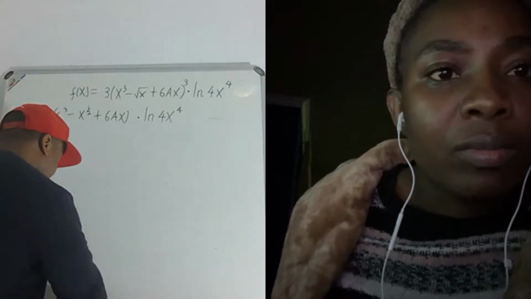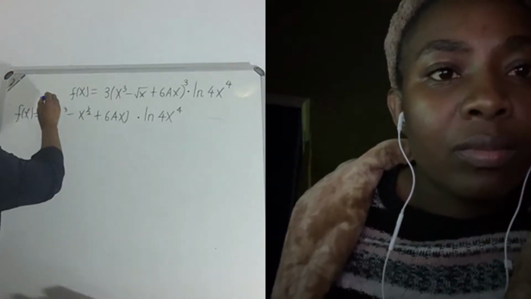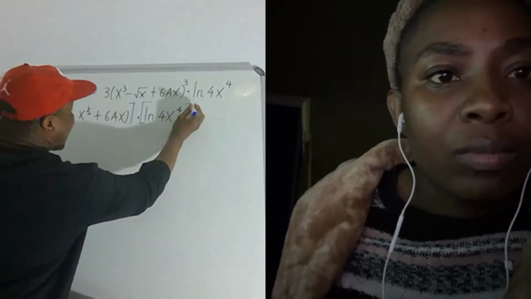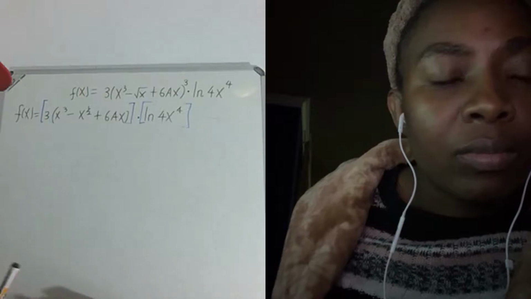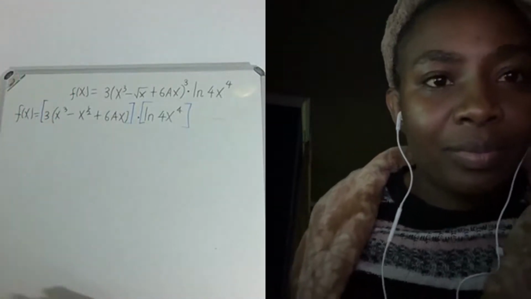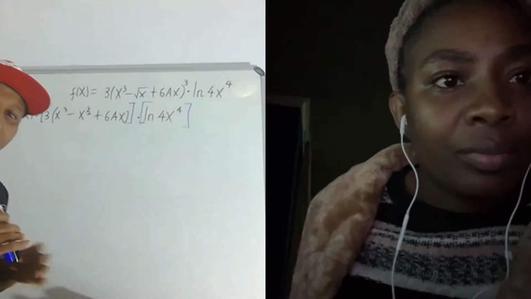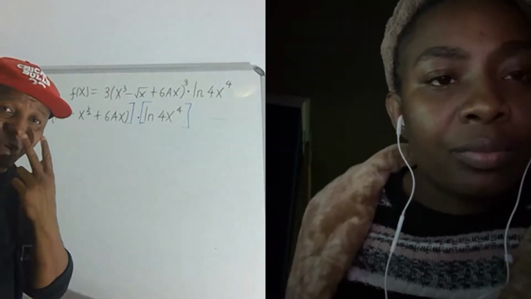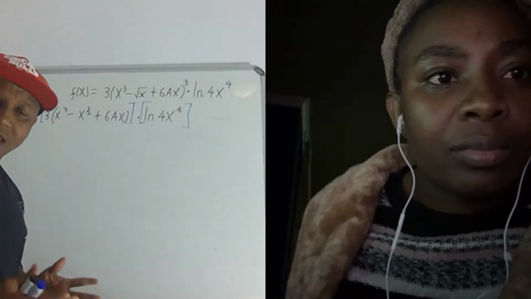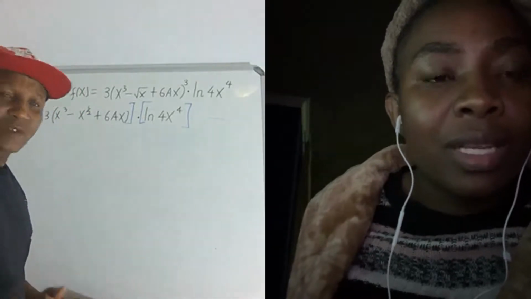What is the first group? The first group is this, and the second group is that one right here. Can you see that? All right, now let's go. So is this a product? You need to use your eyes. What does product mean? Is this a multiplication of two functions? Yes, because I've got that.